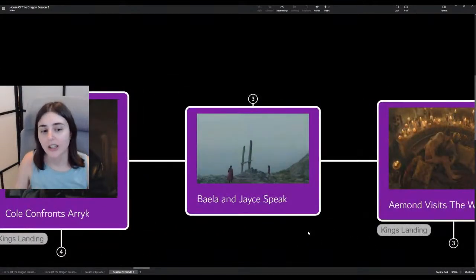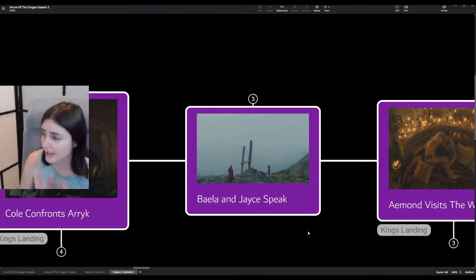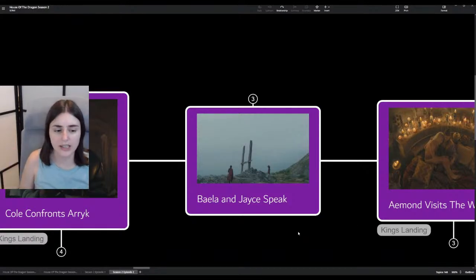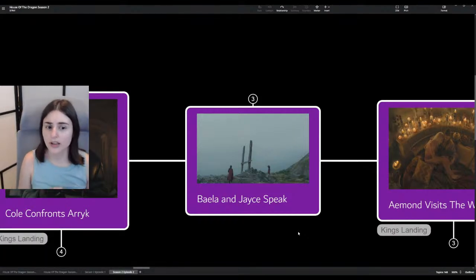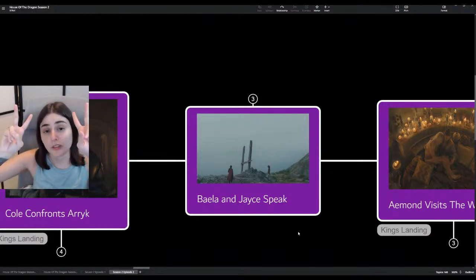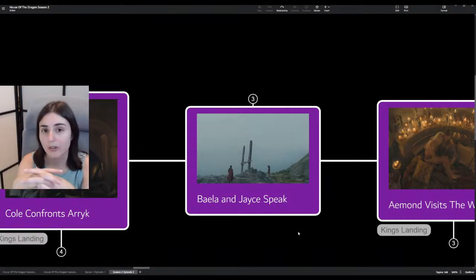Okay, then Baela and Jace speak. They are on Dragonstone, and they really want us to notice that Baela has a crossbow. I noticed. Okay, and they talk. It's really nice and tender because they talk about fathers, and Baela's like, sometimes I hate my father. Cool, makes sense because he's a bit aloof. But then she also speaks to Jace about her uncle, which is his father. And then she asks about Sir Harwin Strong, and he answers openly, which I really liked.